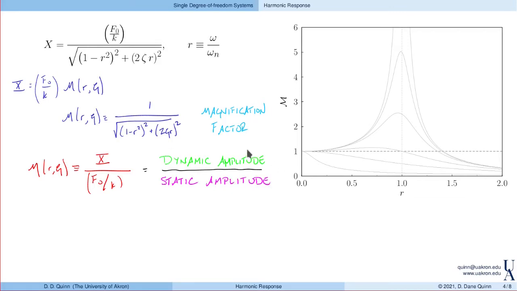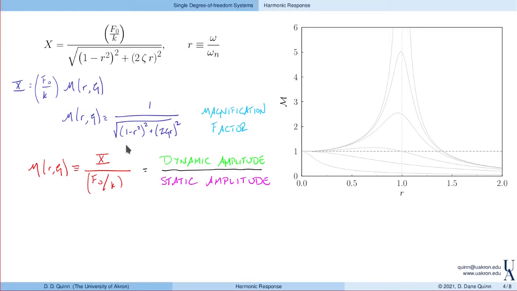And so the magnification factor is the amplitude resulting from the dynamic force, again, a time-dependent force with amplitude f naught, divided by the amplitude resulting from a static force, just a constant load, but again, value f naught. And this magnification factor represents the magnification of the dynamic response compared to the static response. Again, that's kind of why it gets defined as the magnification factor. But this is a really nice physical interpretation for this quantity.